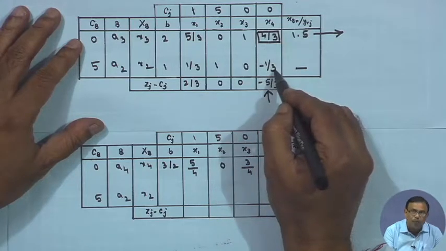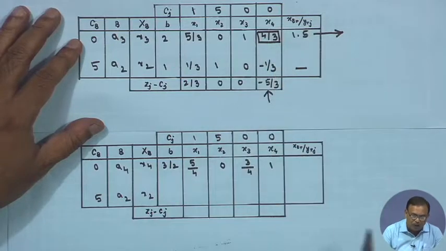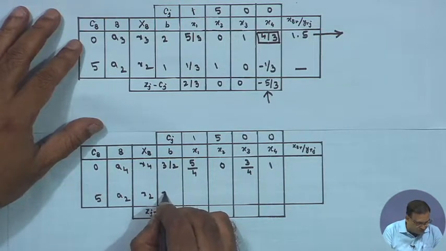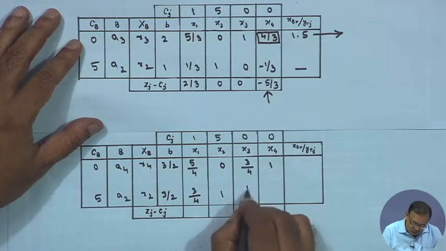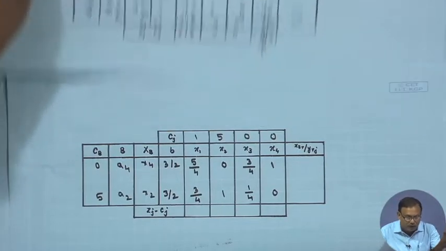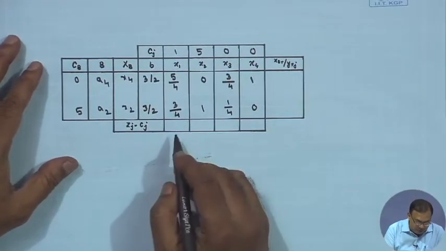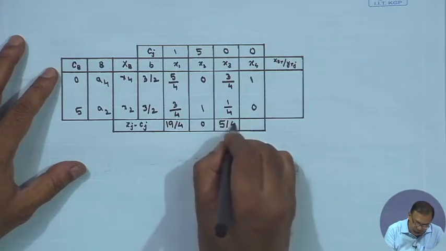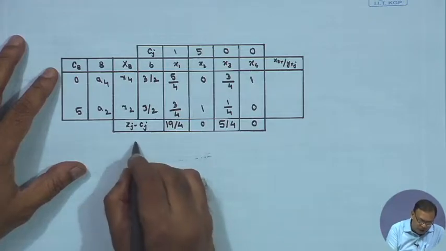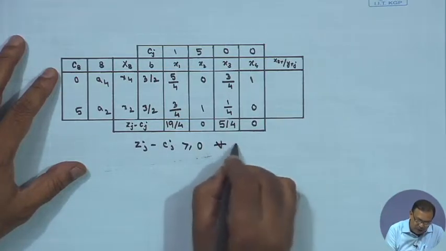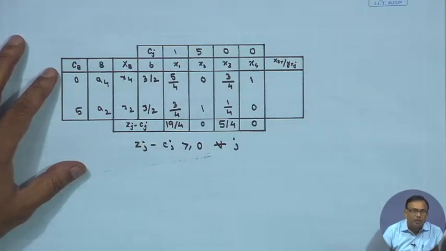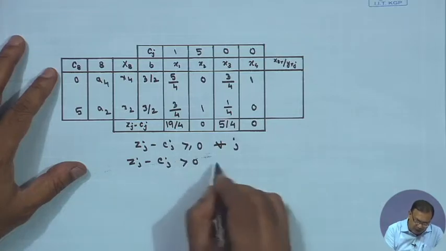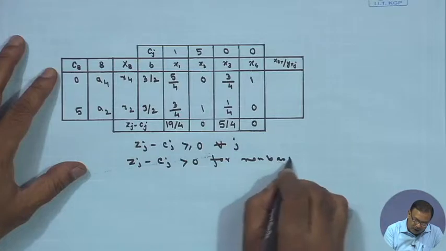This column is 1 and I have to make this one 0. So, R 2 minus something into R 1, 4 into R 1 plus 4 into R 1 will give you the result. So, it will become 3 by 2, 3 by 4, 1, 1 by 4 and 0. After this operation you will obtain the matrix like this. If you calculate the z j minus c j value, you will obtain 19 by 4, 0, 5 by 4 and 0. Now, you see here your z j minus c j is greater than equals 0 for all j, and z j minus c j is, I am just writing, greater than 0 for non-basic variables.